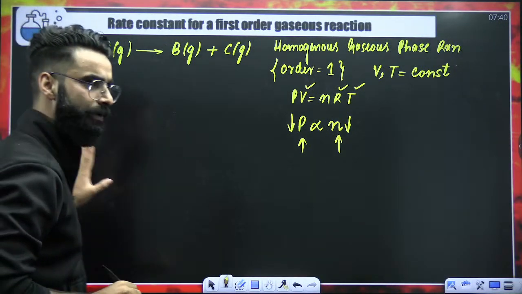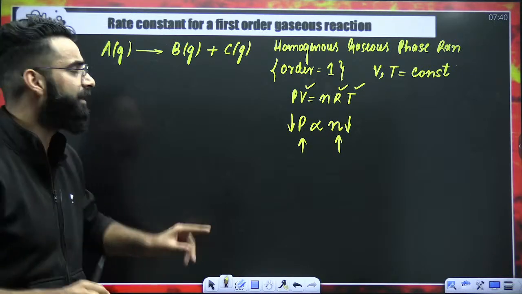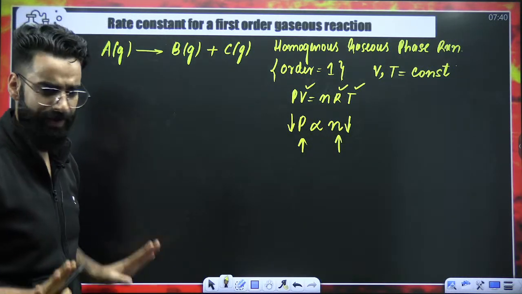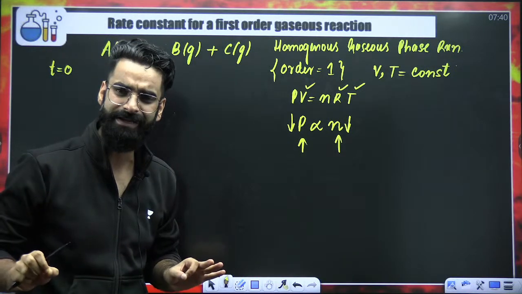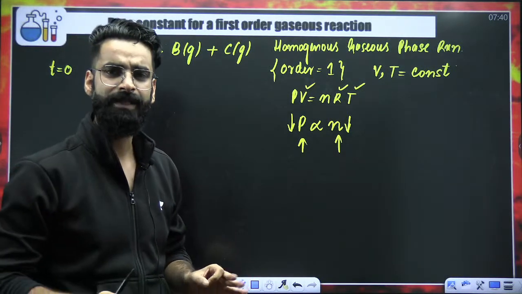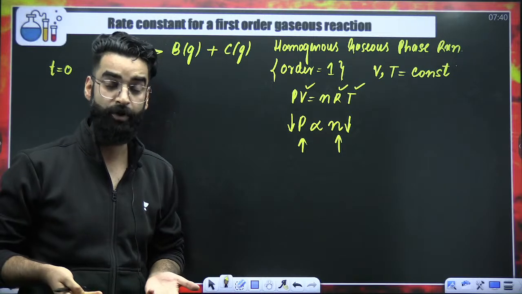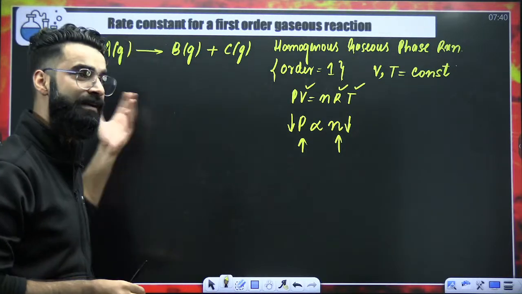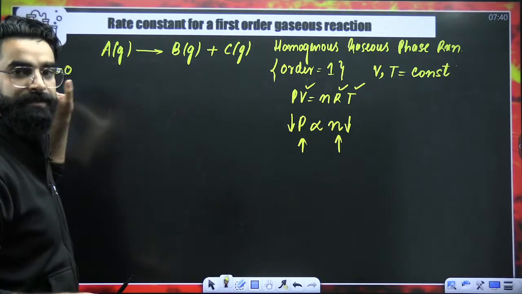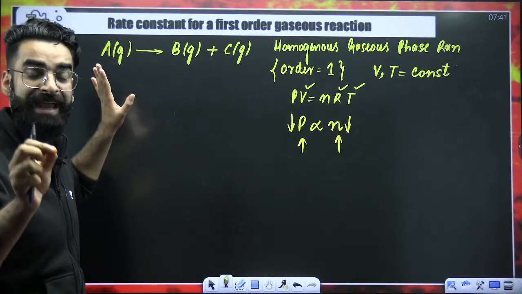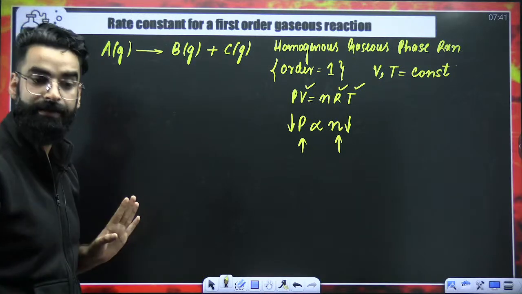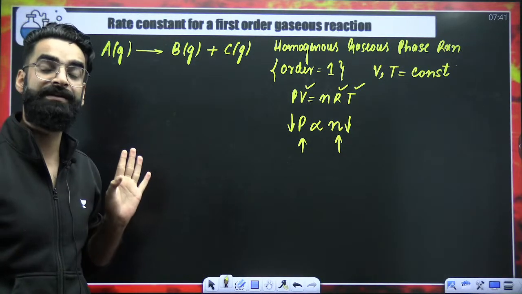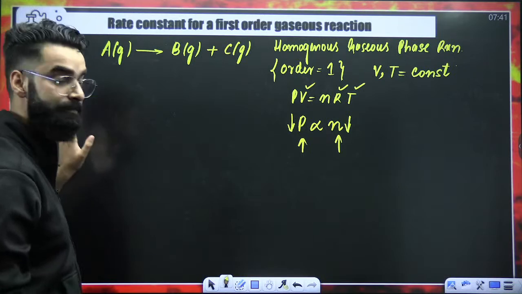At time t is equal to 0, there will be only reactant present in the container, right? Because at time t is equal to 0, I'm assuming the reaction has not started yet. If the reaction has not started, there'll be no product formation. That means in the container, there'll be only reactant, right? So at time t is equal to 0, we'll be only having gas A in the container. There'll be only one gas in the container at time t is equal to 0, that is gas A, right?